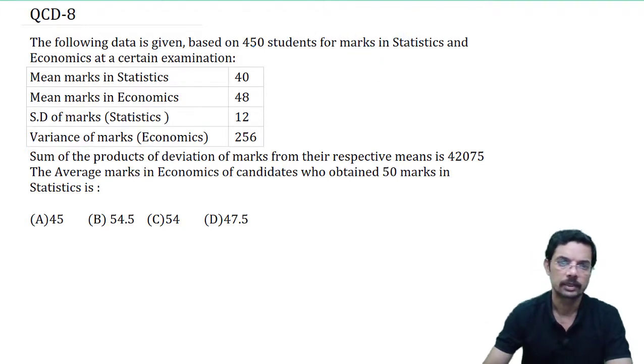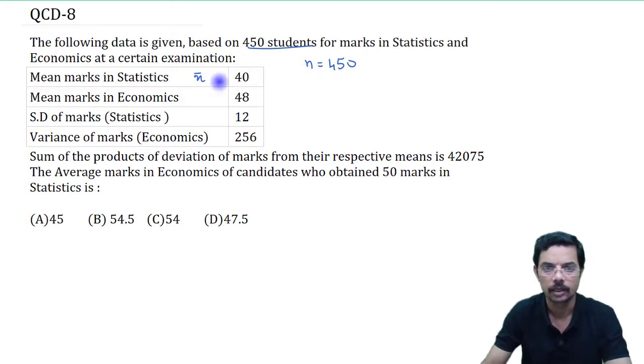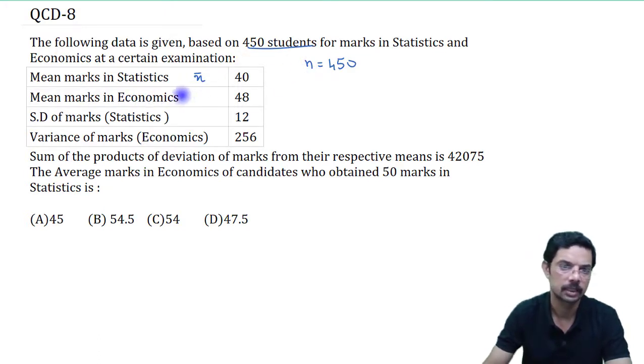For whatever is given, let us check it out. For the following data based on 450 students, n is equal to 450. The mean marks in statistics we shall take as x bar, and x bar is equal to 40. The same way for economics we shall take y bar, so y bar is equal to 48.